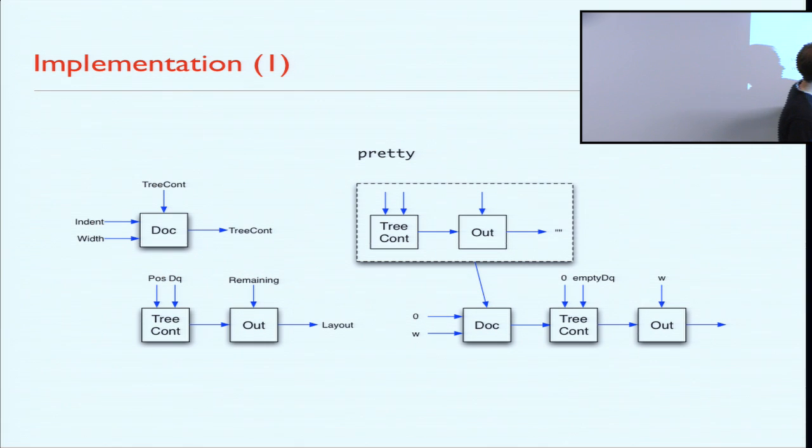So this is the picture for the pretty case. This is the document that I'm trying to print, the whole thing. So I feed in an indentation of zero and whatever the width is that I want, and a continuation. I don't know how many people are used to continuations, but when you think of continuations, you start at the end and work backwards typically. So this is a continuation that ignores all of its inputs and just produces the empty string. That's the thing you want to do at the end.